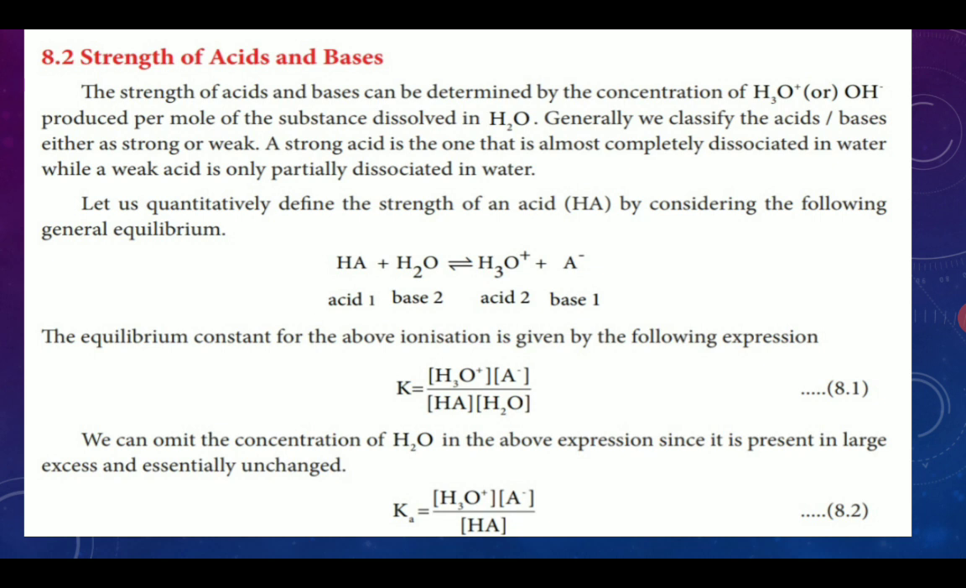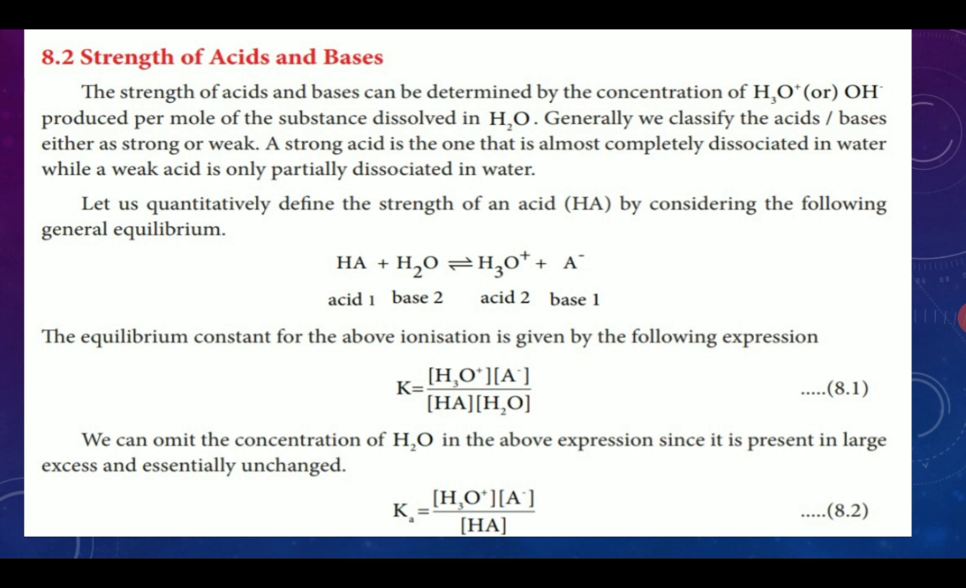Then H2O, water, receives that H+ from HA, therefore it becomes H3O+, which is an acid, and A- is a base. So according to the Lowry-Bronsted theory, these are conjugate acids and bases. To find the equilibrium constant K, you multiply the concentrations of the products, H3O+ and A-, divided by the concentrations of the reactants, HA and H2O.